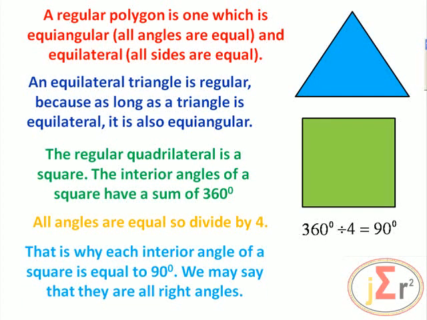That is why each interior angle of a square is equal to 90 degrees, because they are all equal and they have a sum of 360 degrees. When you divide 360 degrees by 4, the result is 90. We may say that they are all right angles. So those 90 degree angles of a square are all right angles.